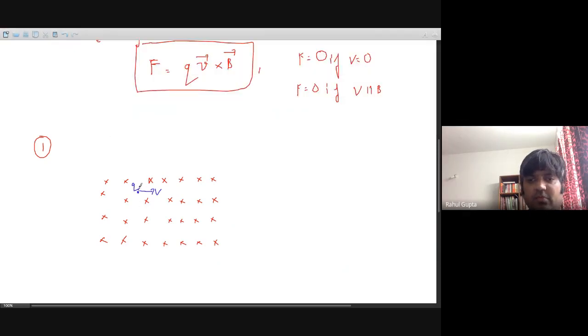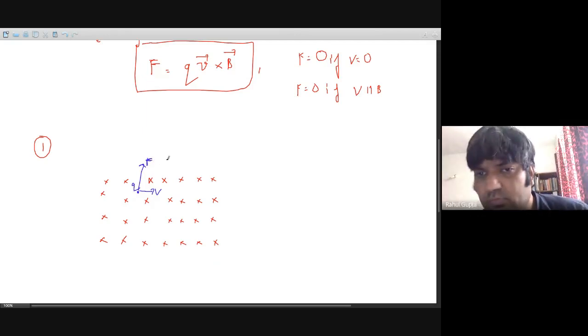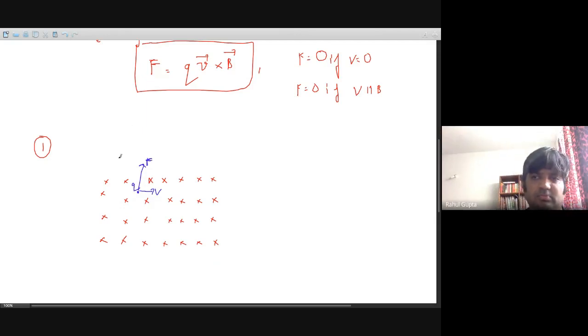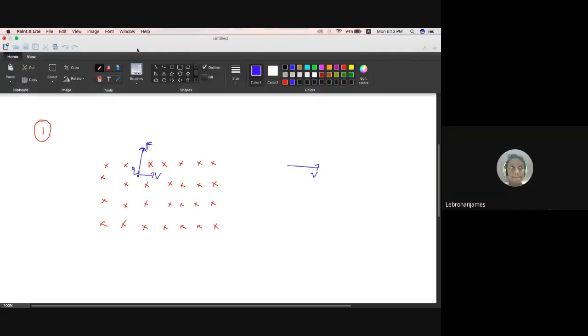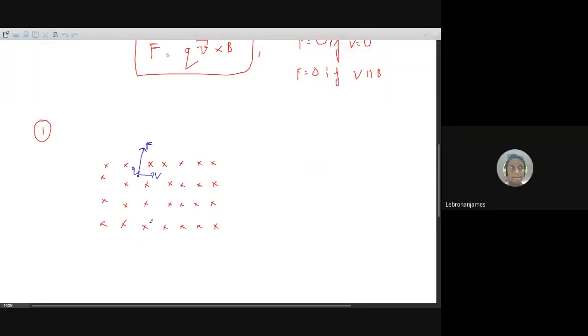So this is your direction of force. Getting it or not? So now, because this is the direction, think of it. Before entering this, it had only one component like this. Yes or no? Yes, sir.